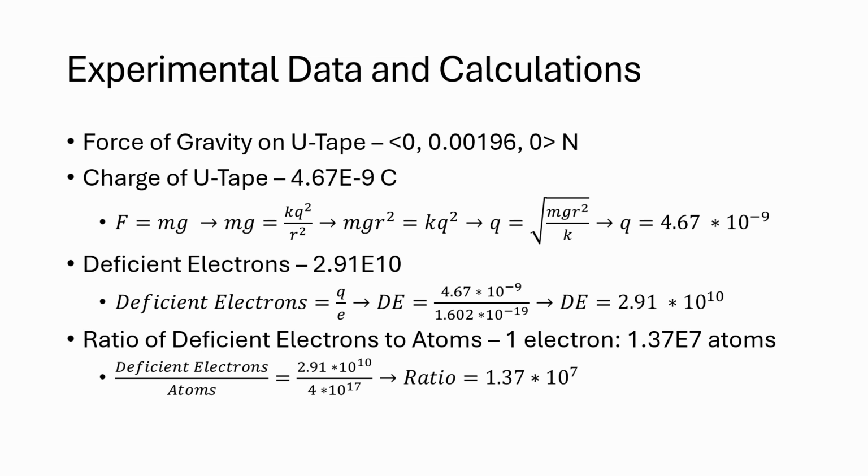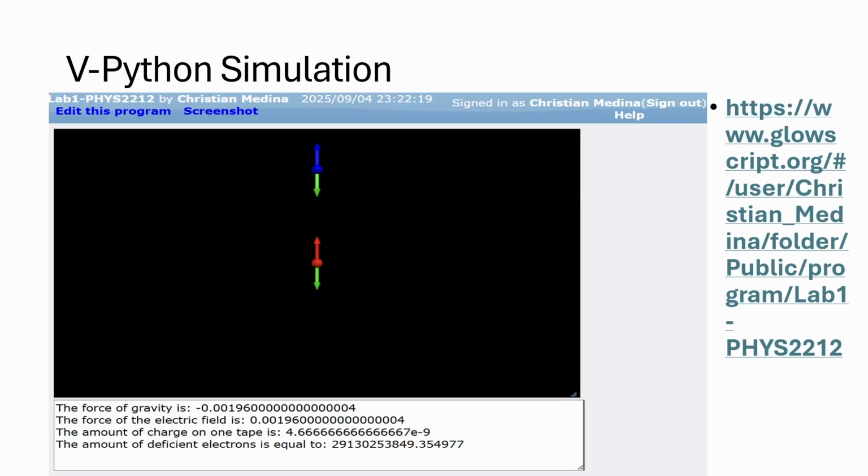The deficient electrons is equal to 2.9 times 10 to the 10, because we divided the total charge by one electron charge, and we got the number. Ratio of electrons to atoms: we divided deficient electrons by every atom, and we got 1 electron is equal to 1.37 times 10 to the 7 atoms.